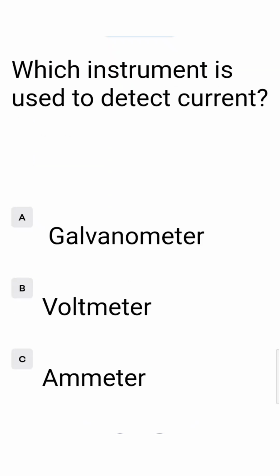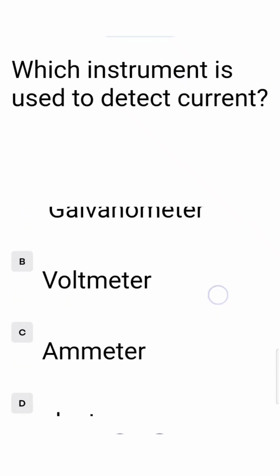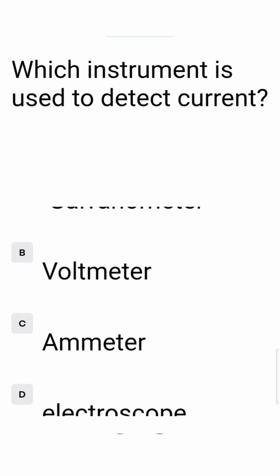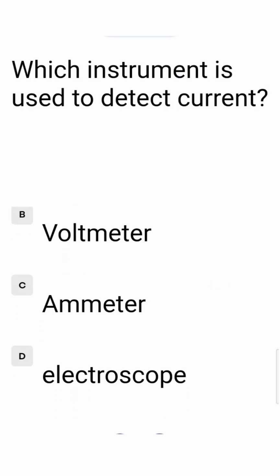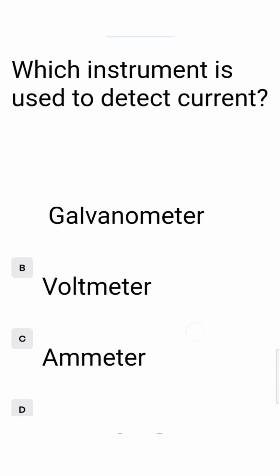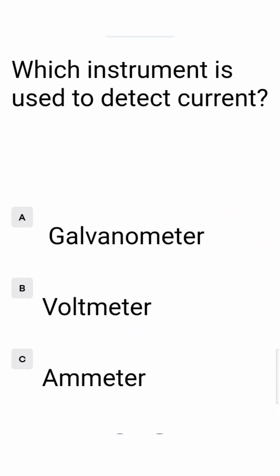Which instrument is used to detect current? Option A galvanometer, option B voltmeter, option C ammeter, option D electroscope. The correct answer is galvanometer, that is in option A. So we tick option A.